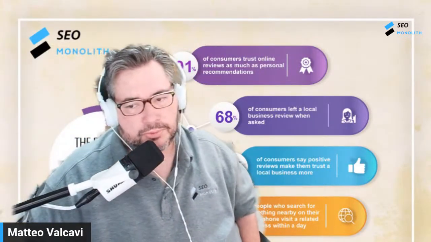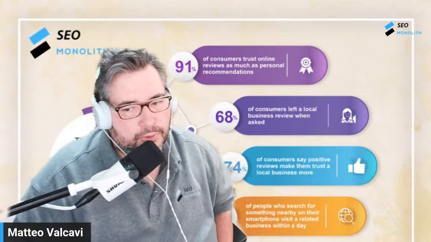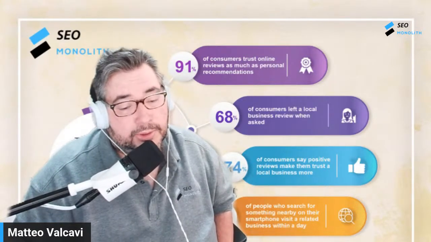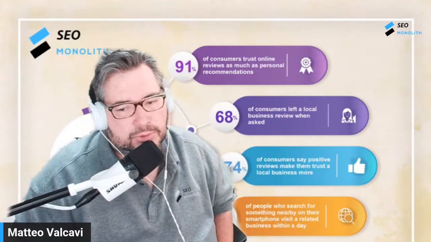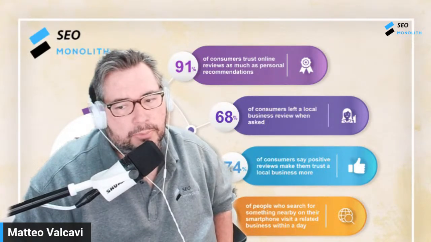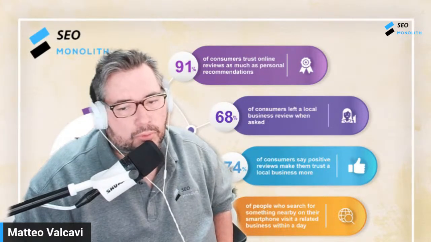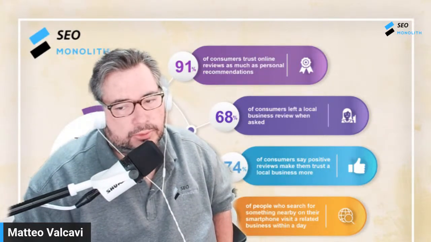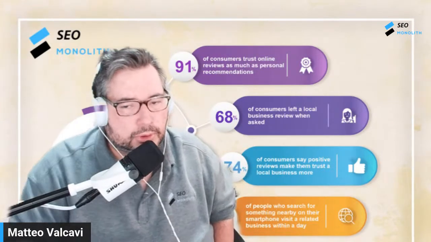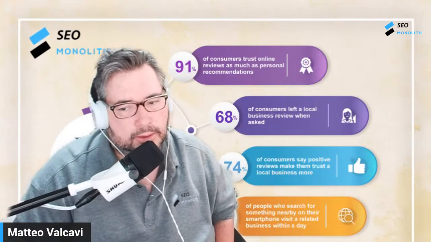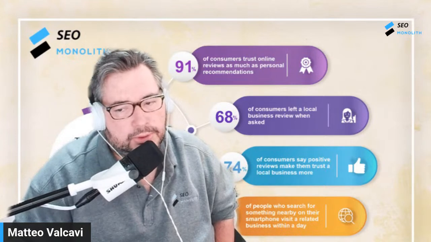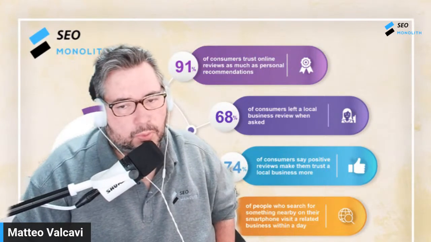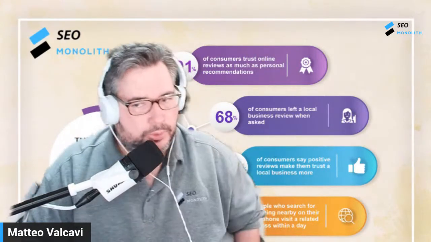76% of people who search for something nearby on their smartphone visit a related business within a day. That's a fantastic stat. It goes right to the point: the importance of local visibility, especially when someone is out and about or on their phone. It takes into account the fact that when someone is looking for something, they have the intent and they actually visit that type of business within a day. So these are important numbers.